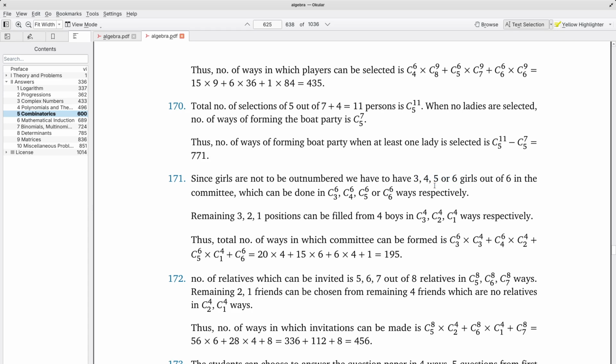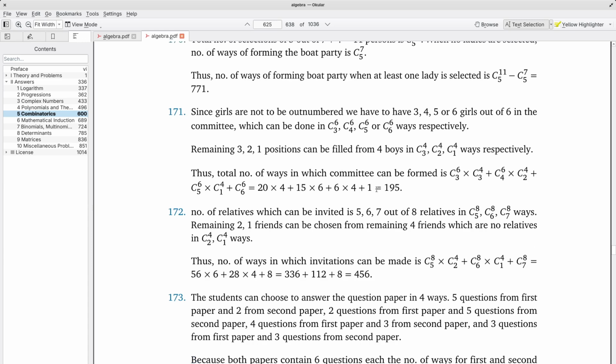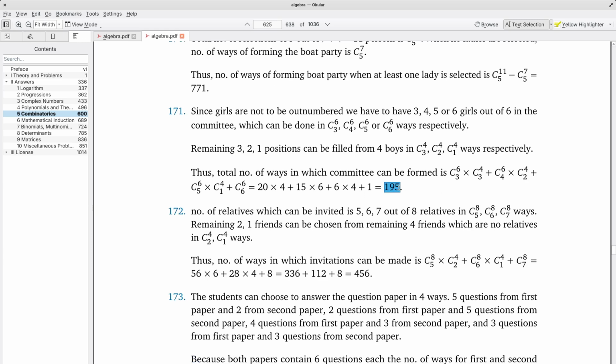So the number of ways of choosing these many girls is 6C3, 6C4, 6C5, and 6C6. Now if you choose 3, 4, 5, 6 girls, then boys could be 3, 2, 1 or 0. So the number of ways of choosing boys would be 4C3, 4C2, 4C1 or 4C0. So you multiply these particular pairs and you will find the answer as 195. If it is wrong, let me know.